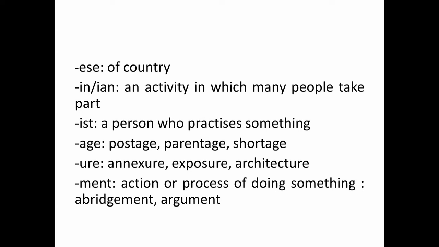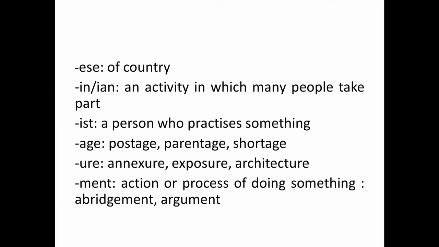Now, another category is ian or an, to suggest an activity in which many people take part. So, sect, sectarian. Then you have the IST form to suggest a person who practices something. You have the URA and AGE. So, AGE, again it changes the category of the root word. So, from post you get postage, from parent you get parentage. From short, you get shortage. We are short of something, in short supply, the shortage of something. So, it gives you more variety, more color to your language.